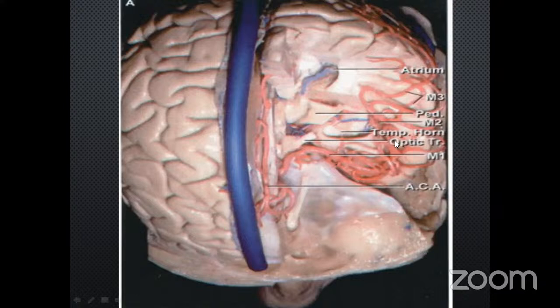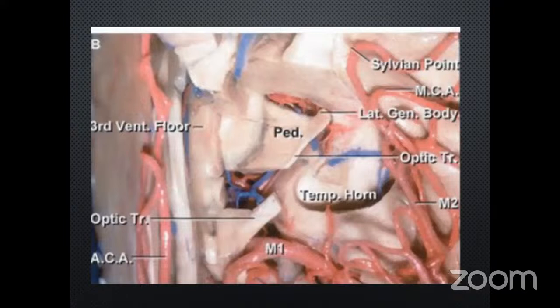Then it takes a 180-degree turn and becomes M3, and then again another 180-degree turn and becomes the cortical branches, which is called M4. So this is the optic tract, and this is the M1 segment.